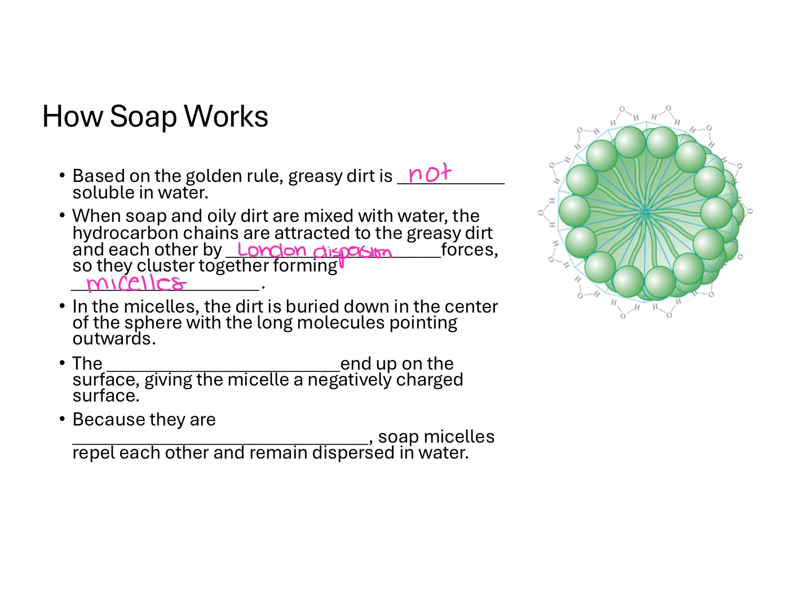The carboxylate groups end up on the surface, giving the micelle a negatively charged surface. Because they are negatively charged, soap micelles repel each other and remain dispersed in the water. And when you wash the soap away, the soap leaves and it takes the dirt with it. And that is how soap works.